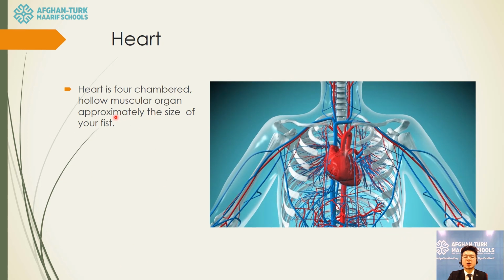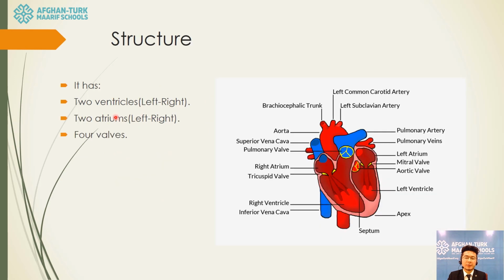Heart. As you all know, the heart is a four-chambered hollow muscular organ approximately the size of our fist, and it is located inside our thorax, to the left of our midline, and superior to our diaphragm. It has two ventricles, left and right. It has two atriums, left and right, and also four valves, which are the pulmonary valve, tricuspid valve, mitral valve, and aortic valve.